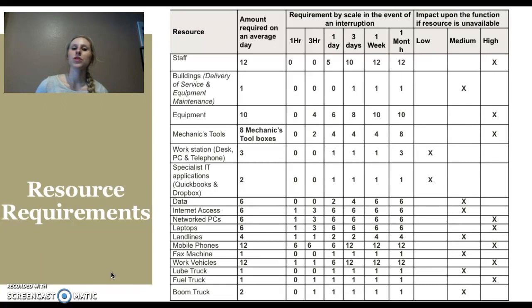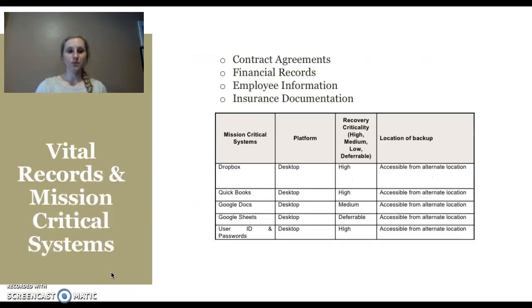Resource requirements include staff, building, equipment, mechanics, tools. This is a big one. There's about 8 mechanics toolboxes with a ton of tools in the shop. Workstations such as desktops and PCs. QuickBooks and Dropbox, data, internet access, networked PCs, laptops, phones, work vehicles, loop trucks, fuel trucks, and boom trucks.